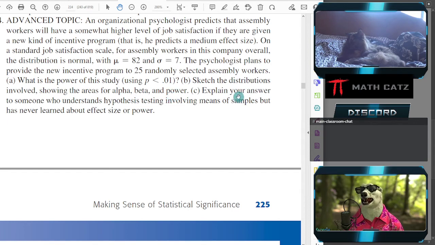The explanation in part C, this book likes to explain everything in words, which is really good, but we're going to do it verbally and talk about it as we go. So I won't actually write out C. You can make notes from what I'm saying as we go and answer C that way. So let's just focus on the medium effect size here.